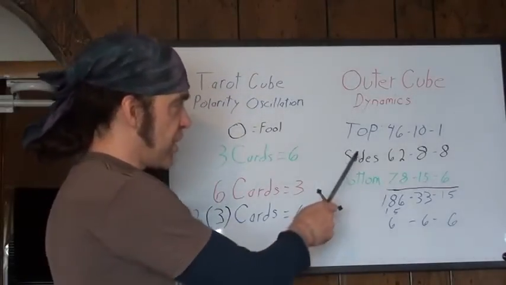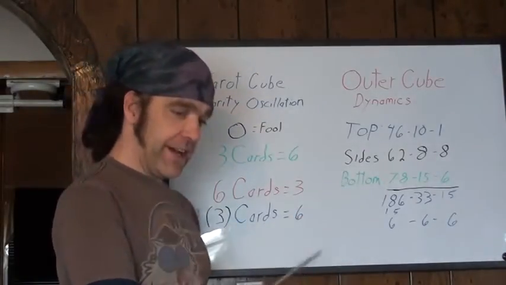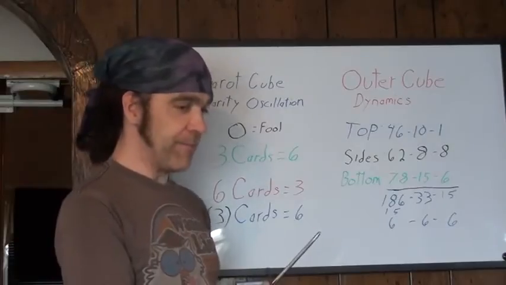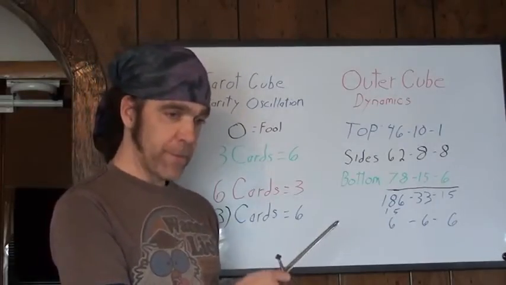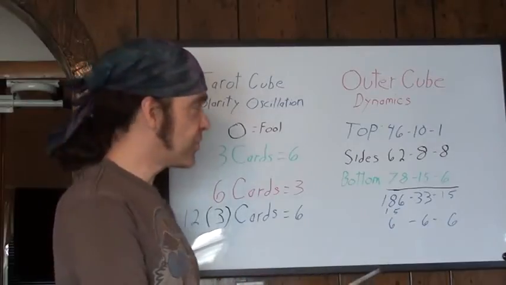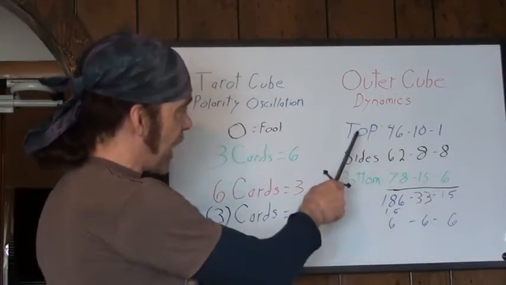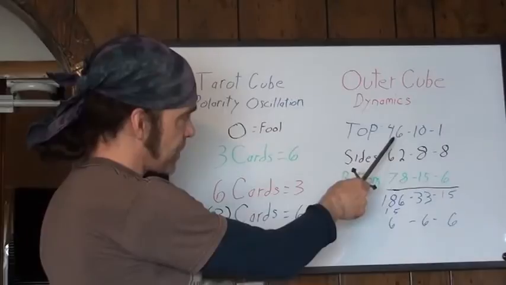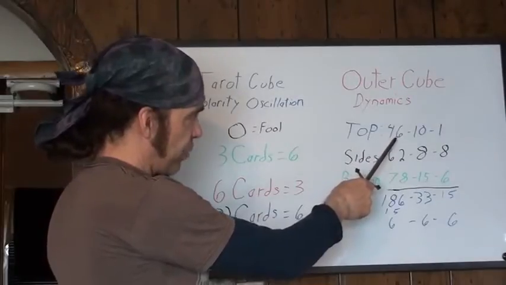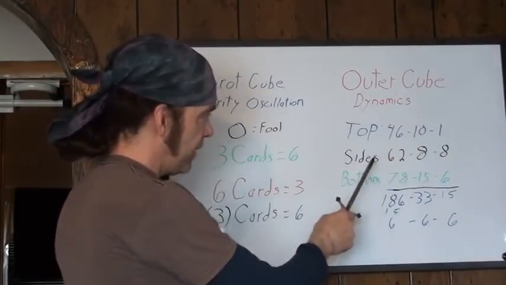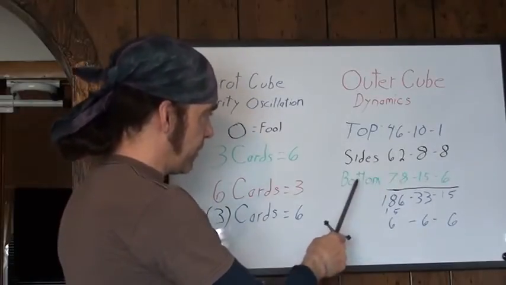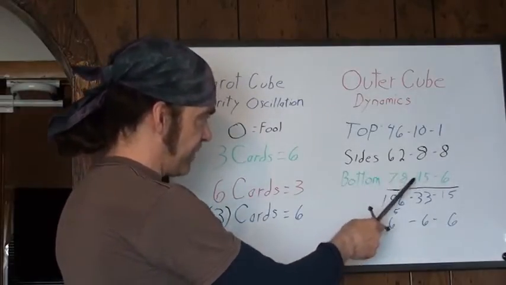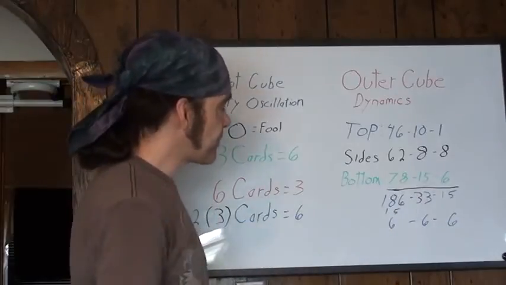And then, as I was pondering this, something else came out to me on the outer cube dynamics. All the tarot cards on the outer cube, as I say, equal 666, but there's another aspect to it that sort of validates the whole cube aspect of the numbers. And that is the top cards become 46, 10, then 1. The sides are 62, then reduced to 8. And then the bottom is 78, reduced to 15, then 6.